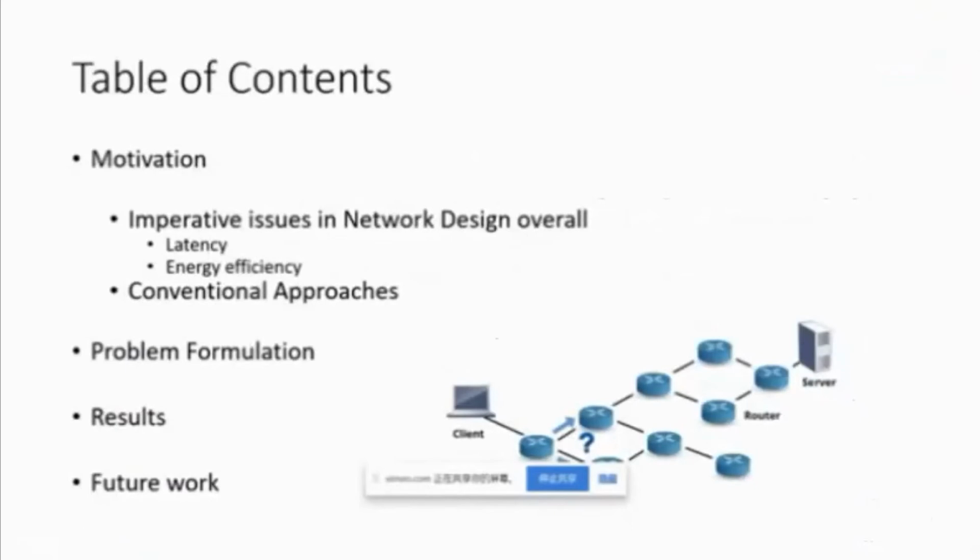The content of the presentation is as follows. First, I'm going to talk about the motivation of the work. I will discuss pending issues in network design and also the conventional approaches that practitioners have used to tackle them. Then I will show the formulation of the problem in the work. I will explain how to solve it by treating a simple example. Next, I will discuss the results that we have obtained. In the end, I will propose the future work to be carried out.